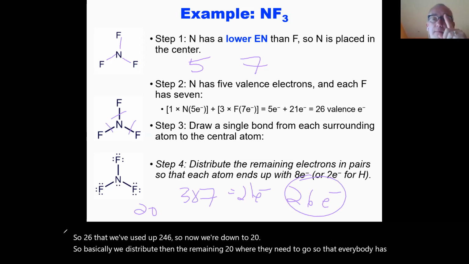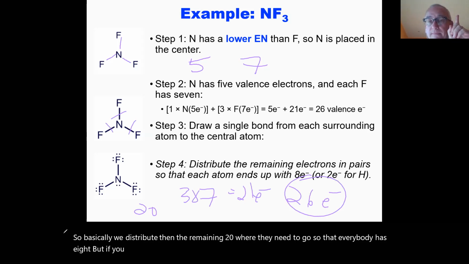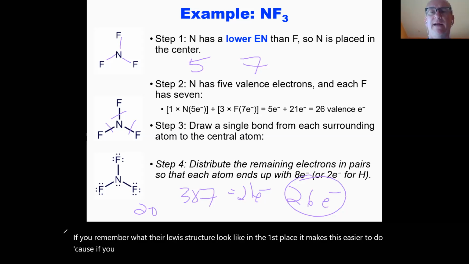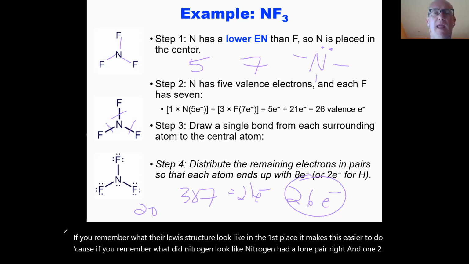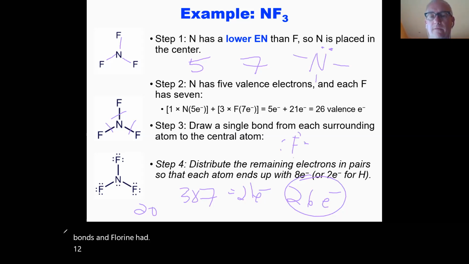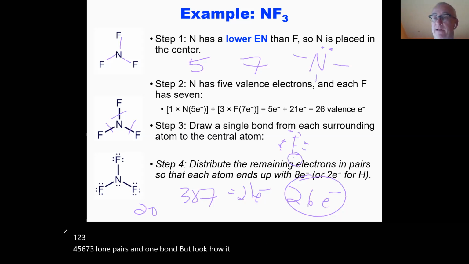But if you remember what their Lewis structure looked like in the first place, it makes this easier to do. Because if you remember, what did nitrogen look like? Nitrogen had a lone pair, right? 1, 2, 3 bonds. And fluorine had 1, 2, 3, 4, 5, 6, 7, 3 lone pairs and 1 bond. Well, look how, when we distribute them, that's exactly what they look like.